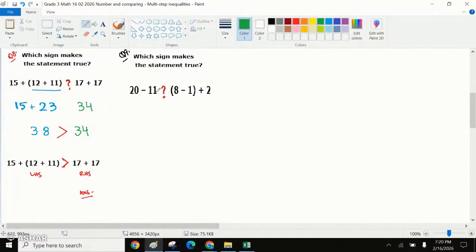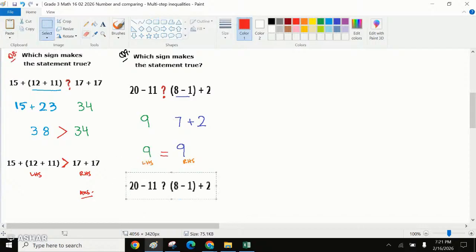So we know that 20 minus 11 should be 9, and 8 minus 1 would be 7, plus 2. 9 and 9. Which side is greater in this? Is the left hand side greater or the right hand side greater? Yes, perfect. Which side is greater, the left hand side or the right hand side? Perfect, Ethan. None of them are greater, they both are equal. So once we try to replace the sign, we say that the left hand side of this statement equals the right hand side, and this is our final answer.